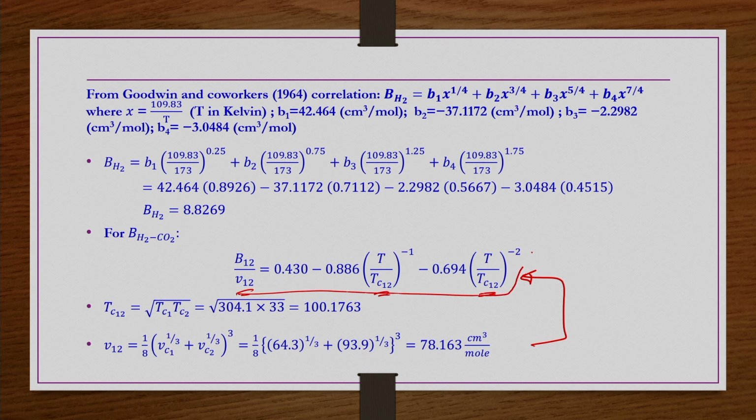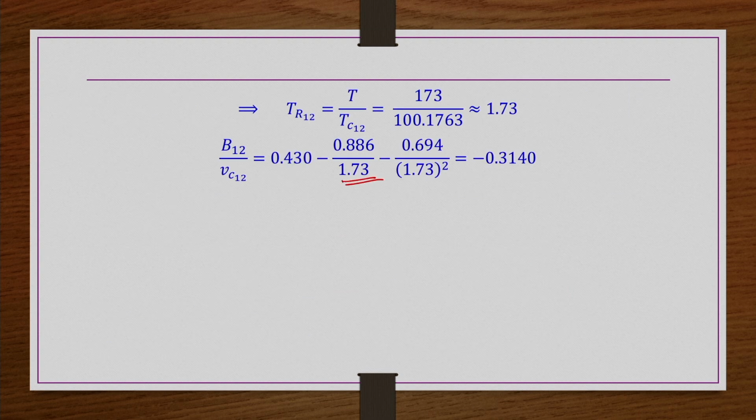1.73, and then B12 by TC12. If you use this TR12 expression in this correlation, T by TC12 is nothing but TR12. So, that information we use here in this correlation, TR power minus 1, TR power minus 2, and then VC12 also we got. So then BH2CO2, or the second cross virial coefficient of H2 and CO2 at this temperature of minus 100 degree centigrade, is nothing but minus 24.5462 centimeter cube per mole.